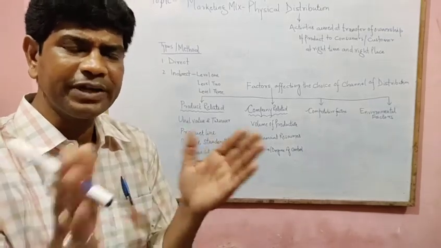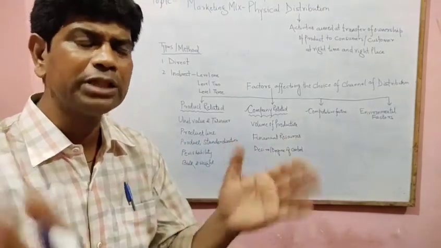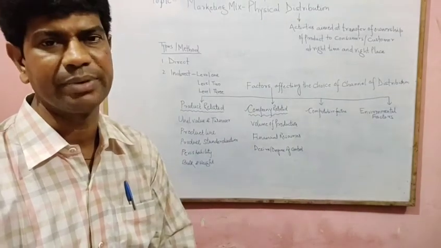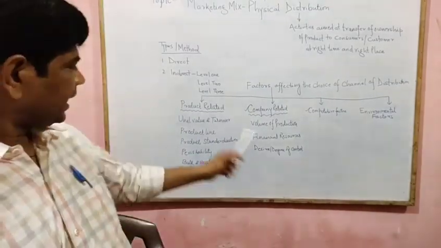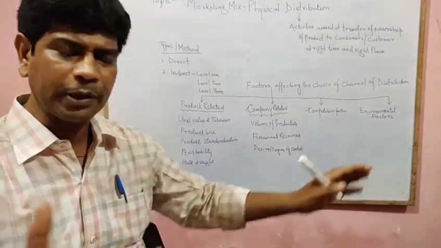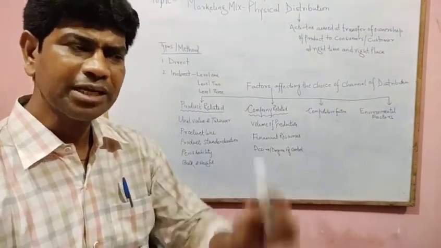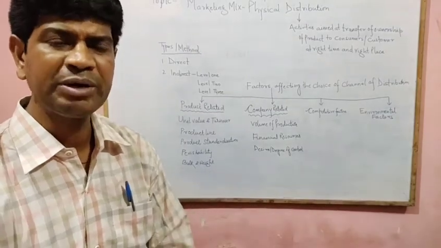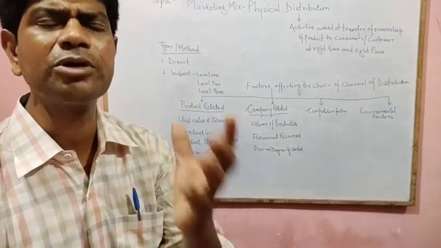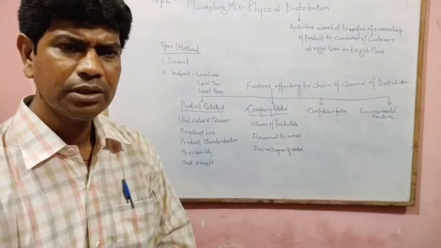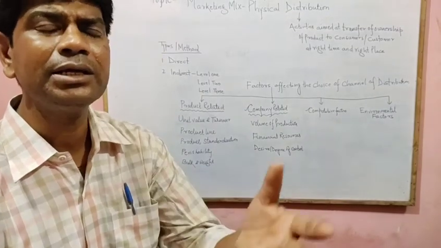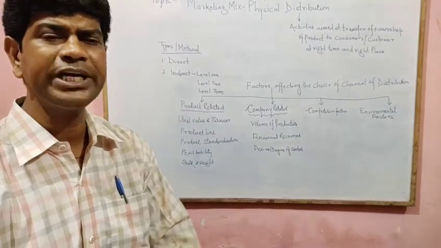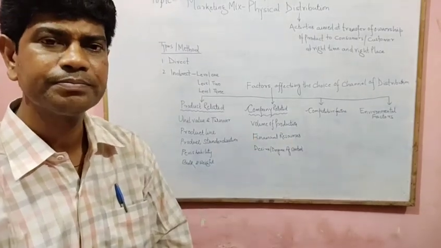It would be very difficult, very complex, to handle all the products by the company itself or directly by the company. So when a variety of product line is there, intermediaries are preferred and the channel of distribution can be longer. But where there are very few products, then marketing can be done directly by the company, by its representatives directly. There is no need of intermediaries or agents.